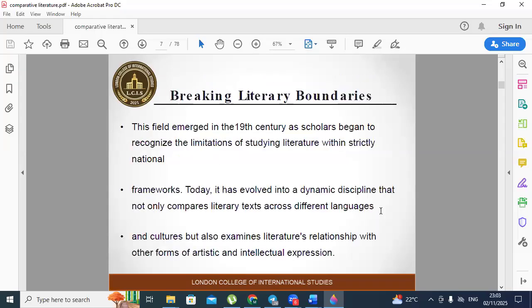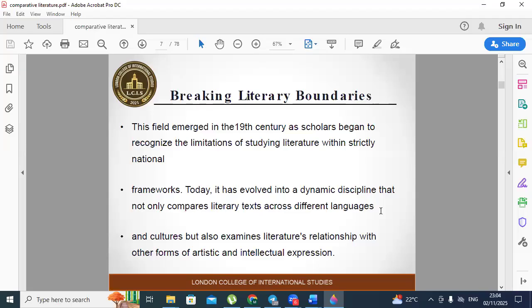Breaking literary boundaries, this field emerged in the 19th century as scholars began to recognize the limitations of studying literature within strictly national frameworks. Today, it has evolved into a dynamic discipline that not only compares literary texts across different languages and cultures, but also examines literature's relationship with other forms of artistic and intellectual expressions.